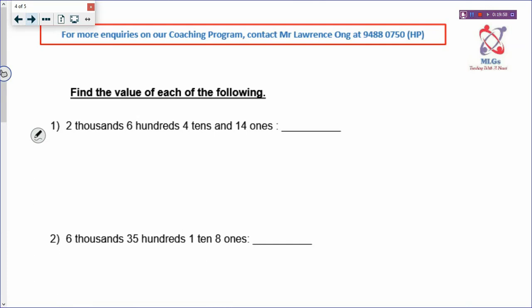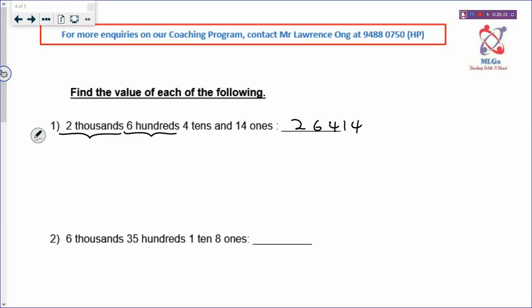For example, some of you may write down 2,600, 4 tens, and 14, and then you may start doing something like this: 2, 6, 4, 1, 4. That's what some students will do. Well, is it correct? Now let's see.